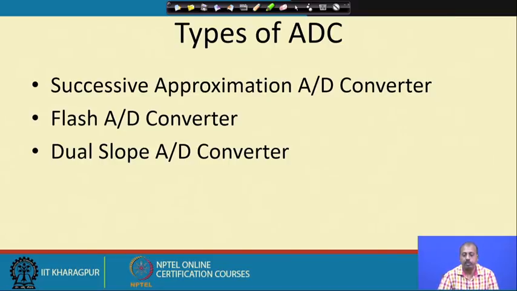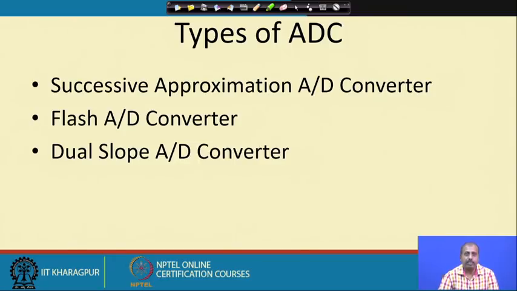So, successive approximation AD converter, this is a serial converter. It will try to approximate, it will try to guess what is the value of the analog signal. Accordingly, it will set some bits, and then if the signal value is higher than the guessed value, then we will be further turning on some more bits. So, it will go like this. We will see how this is done. In a step by step fashion, for an n bit ADC, it will be doing it in n steps by setting and resetting the bits.